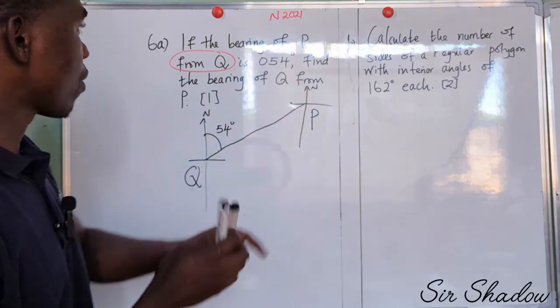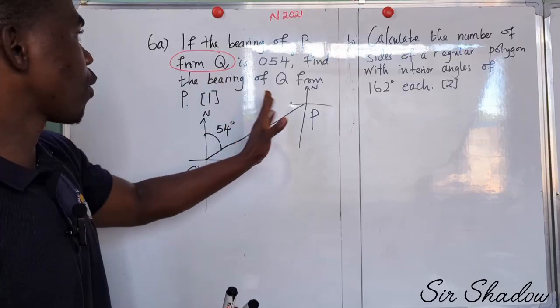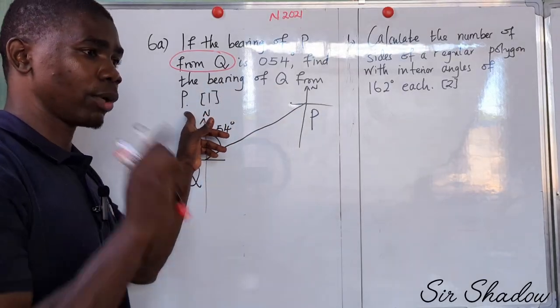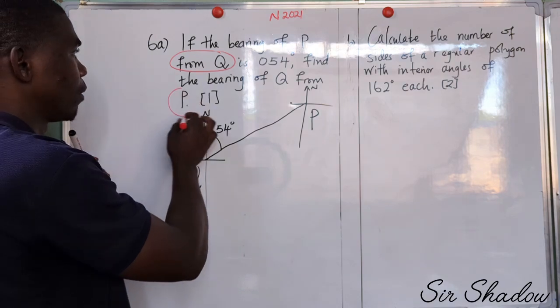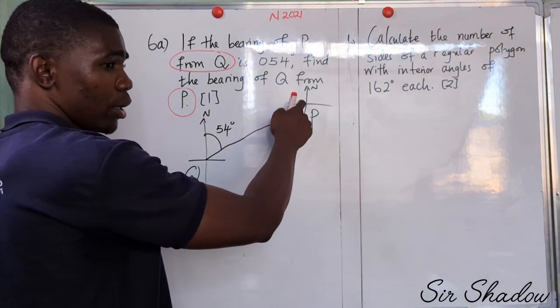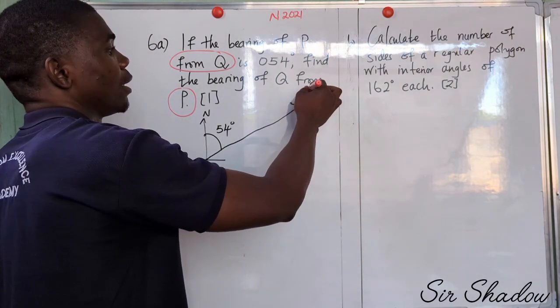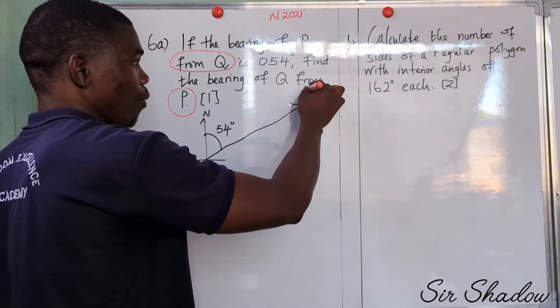Now we are asked to find the bearing of Q from P. We go where there is from. Now from, from P. We are going to go from P. We move in a clockwise direction.